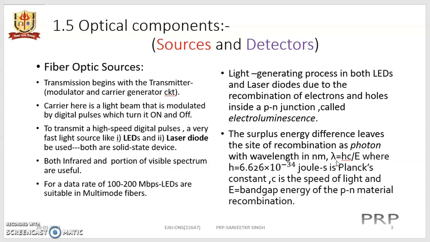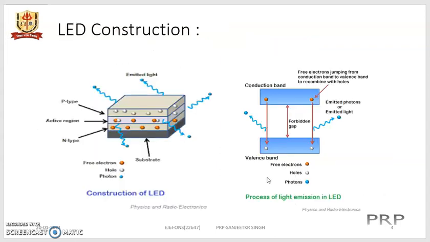So lambda is the wavelength in nanometer, given as hc divided by E, where h is the Planck constant and its value is 6.626 into 10 raised to minus 34 joule second, and c of course is the speed of light, that is 3 into 10 raised to 8 meter per second, and E is the band gap energy of the material used for the LED construction or the laser construction.